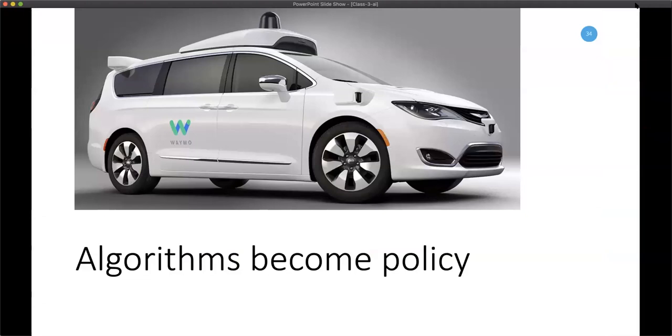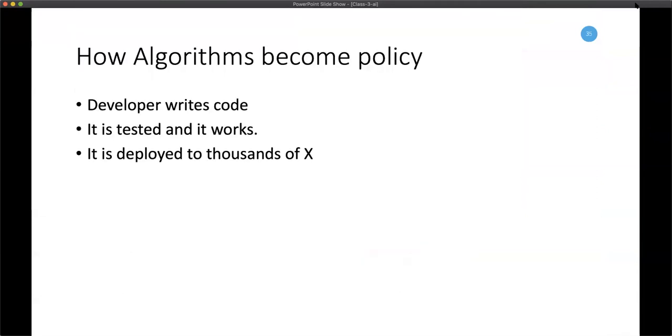But as we've talked about all of these different forms of AI, it is important to note that algorithms quickly become policy in execution. An algorithm becomes policy when a developer writes some code, tests it, it works, and all of a sudden it gets deployed to hundreds or thousands of pieces of equipment. That could be good and very helpful, but it could also introduce any biases that developer had or the model it was tested with.